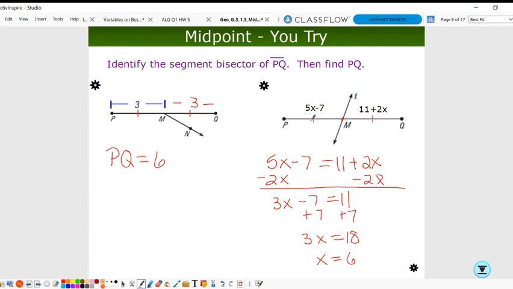It's asking for the length of PQ, so I'm going to take my 6 and plug it into one of the two expressions. So I'm going to go ahead and plug it into this one. We'll get 5 times 6 minus 7. We should get 23 for this length. If that's 23, then this segment is also 23. Therefore, the whole length should be 46.